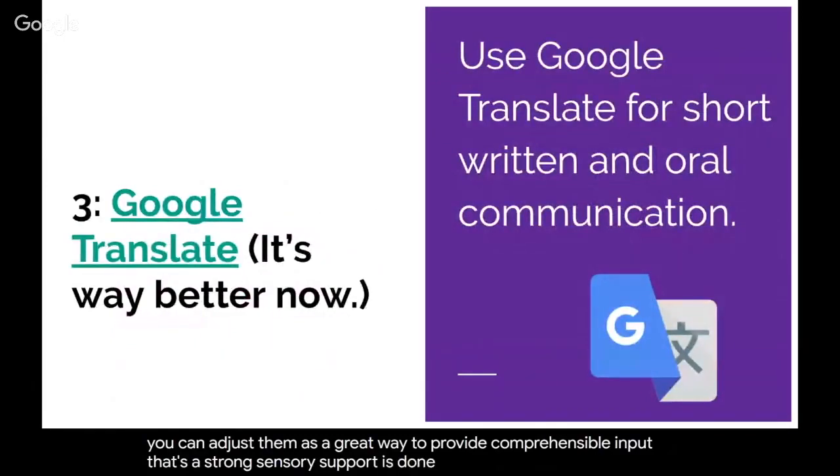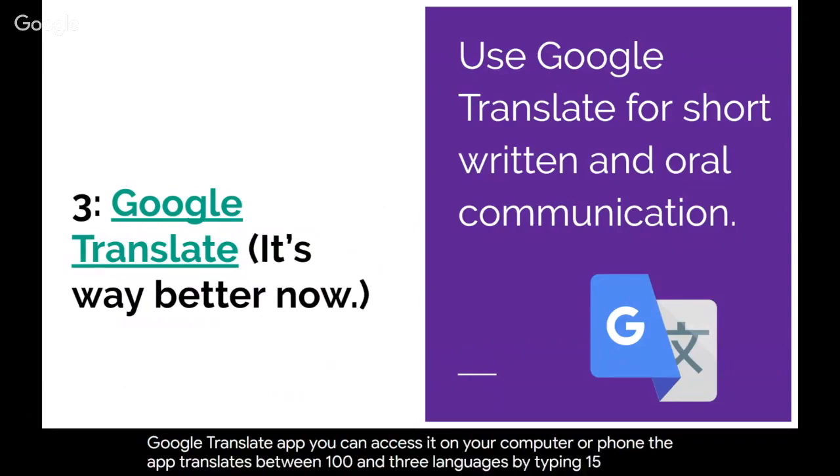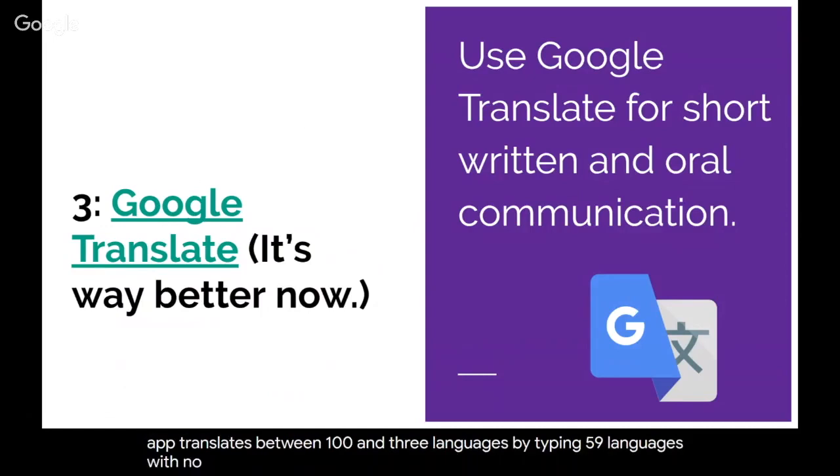Okay, and voila. Google has done an amazing job of improving its Google Translate app. You can access it on your computer or phone. The app translates between 103 languages by typing, 59 languages with no internet connection. It also allows you to have bilingual conversations between 32 languages.